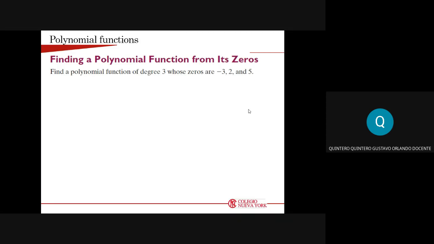All right. I am giving you the zeros of the polynomial, the x-intercepts, the solutions: -3, 2, and 5. I am giving you those solutions, but I am asking you to find the polynomial. How can we do that? In this case, we are working backwards. Take a look at these.